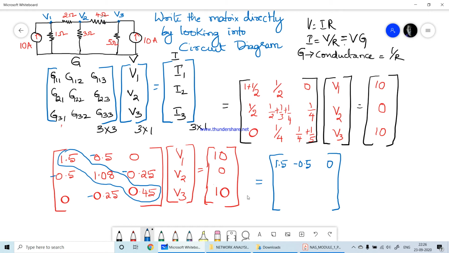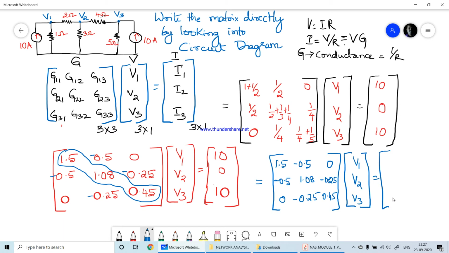minus 0.5, 0, minus 0.5, 1.08, minus 0.25, then again 0, then minus 0.25, then again 0.45. This is multiplied with V1, V2, V3. This is equal to 10, 0, 10. I hope you got the method of how to write the matrix.